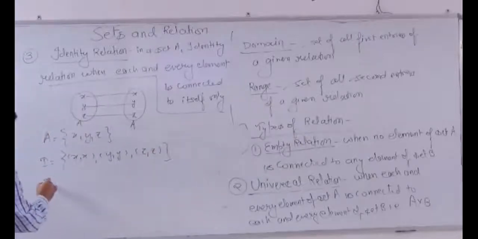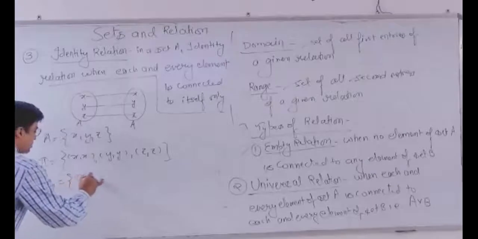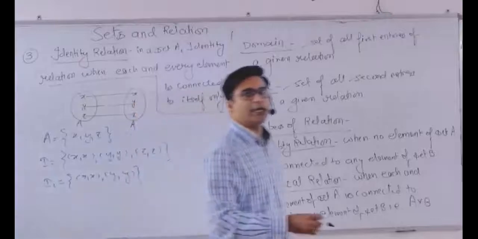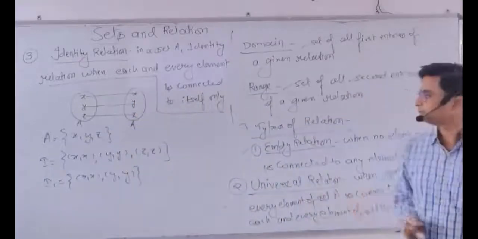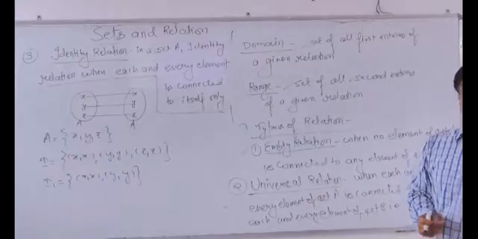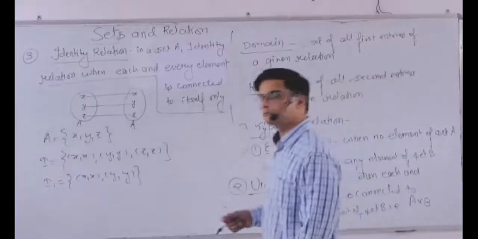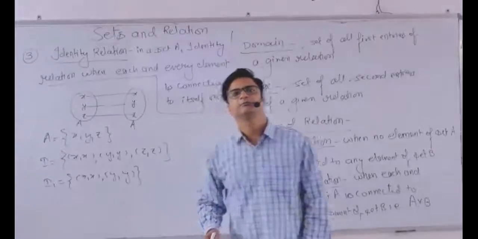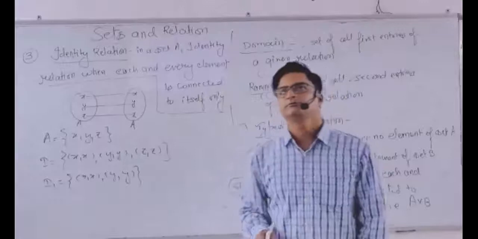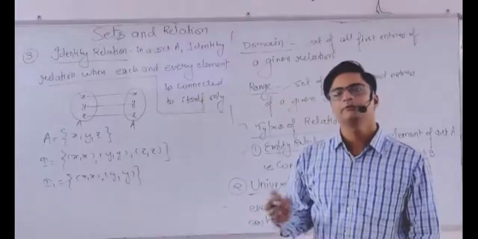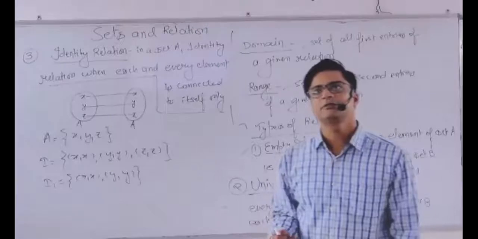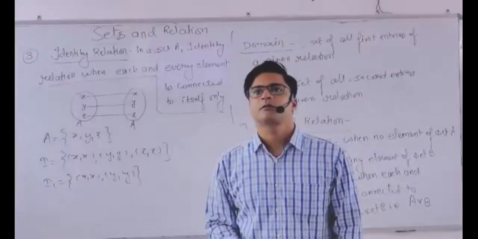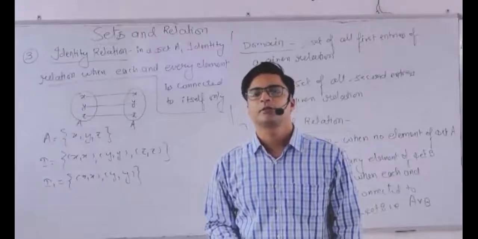Now, if I define another relation, let's say I1, X comma X, Y comma Y, tell me, is it an identity relation? This I1, is it an identity relation or not? Yes, sir. Okay. Anybody else? Vaishnavi, Preeti, Ganesh, Sanjay? No?